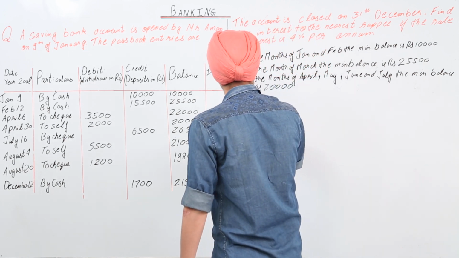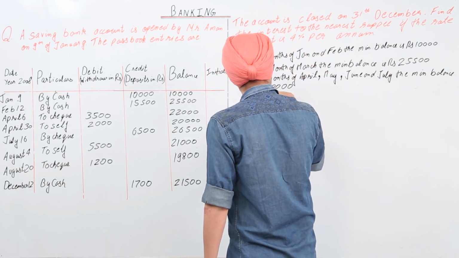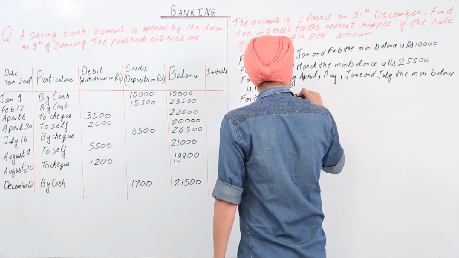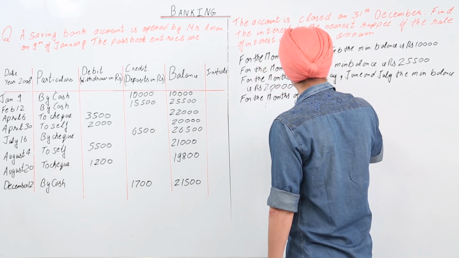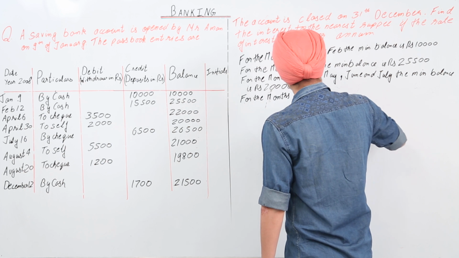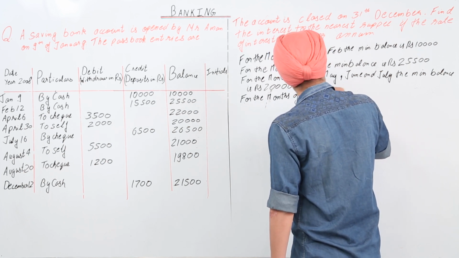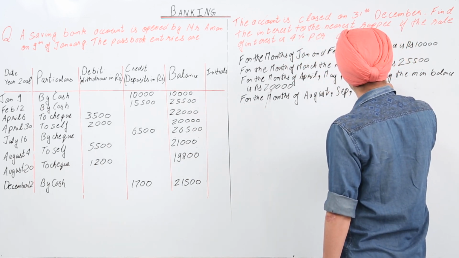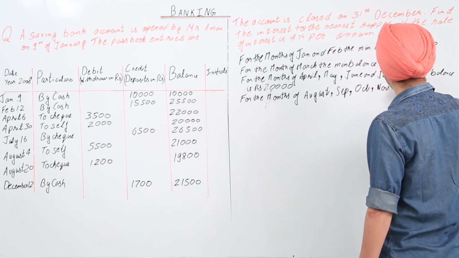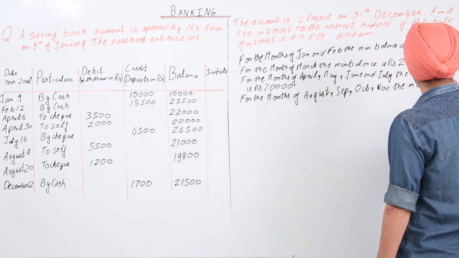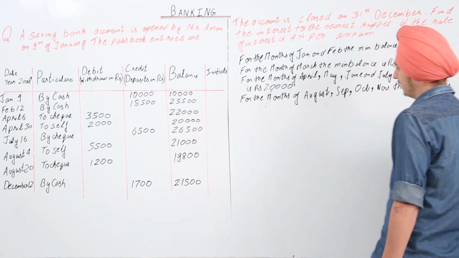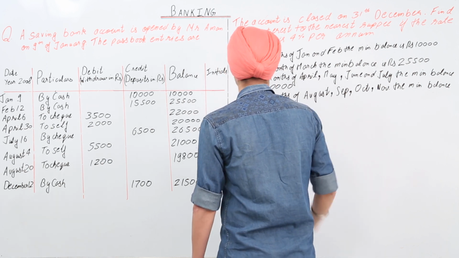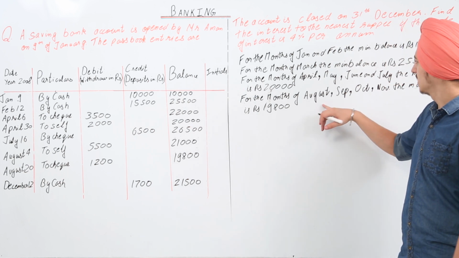So for the months of August, September, October and November, the minimum balance is rupees 19,800. So this is the minimum balance for August, September, October and November.